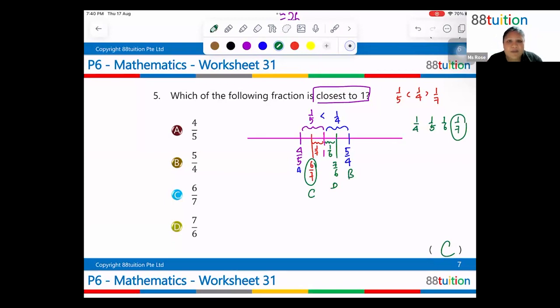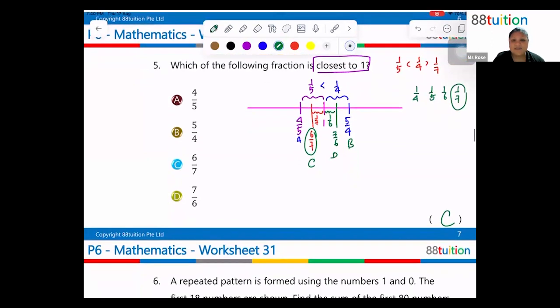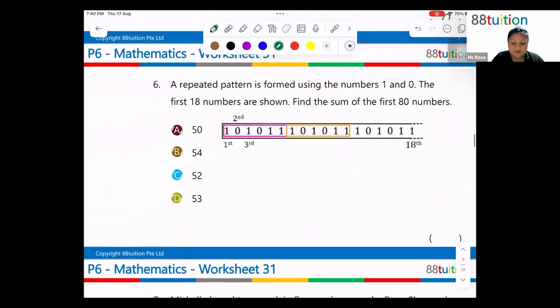Because you learn this comparing of fractions from primary 3 onwards, you should know this already. Okay. So again, PSLE encompasses all that you have done in primary school. So make use of that information.